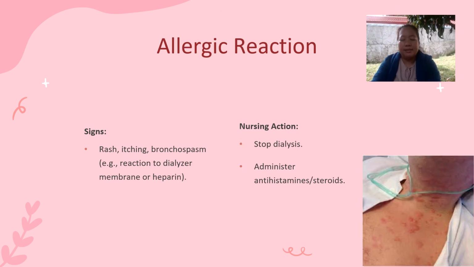In rare cases, there's an allergic reaction. The signs are rash, itching, and bronchospasm, as it is due to a reaction to the dialyzer membrane or heparin. You can stop the dialysis, administer antihistamines or steroids, and return the blood to the patient. If it continues despite all the emergency measures given, a referral to a hospital can help if you are in a dialysis center.